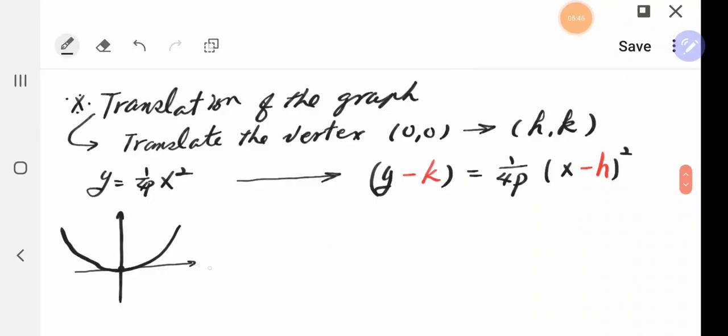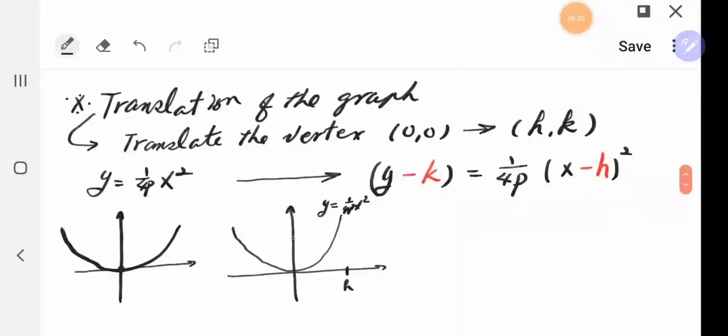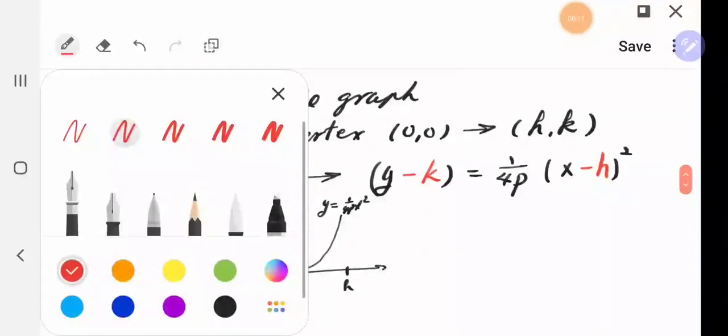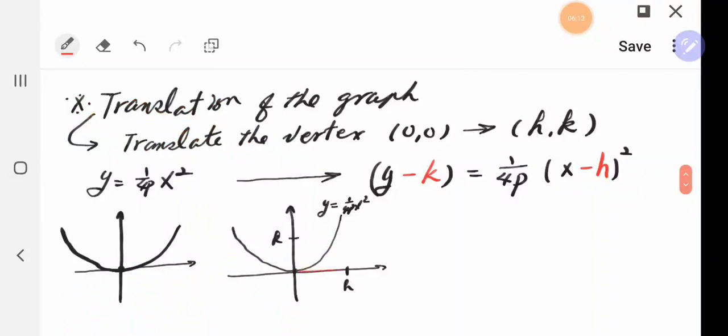Okay, I think I graphed incorrectly. So let me graph it again. So this is y equals x squared, actually 1 over 4p x squared. So translate h units, let's say h units to the right or k units up. Then this vertex will be moved this much to the right and this much up. So the graph looks like this.